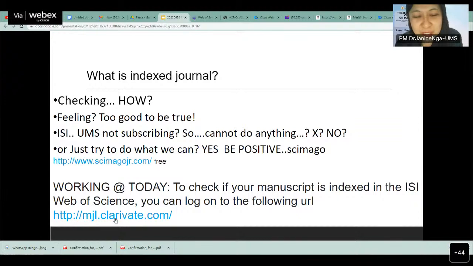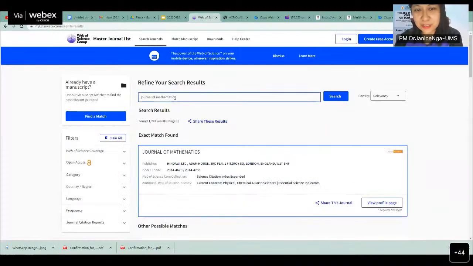Even before today, I don't know, but only today I checked because I'm giving you this one. So I just tried my luck. You see, I never give up. I tried my luck to see whether we can access. So I think maybe ISI, Web of Science also encourage people to use that to compete. So they put this one, just now this one. You can fill in any journal that you want to publish.